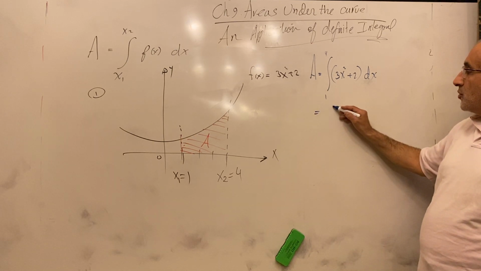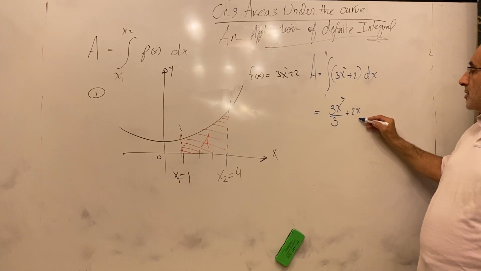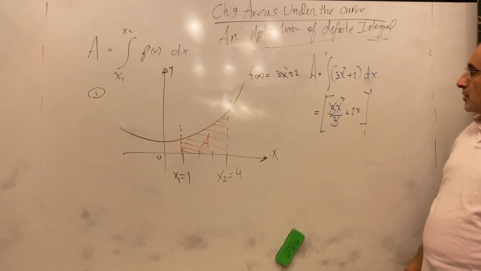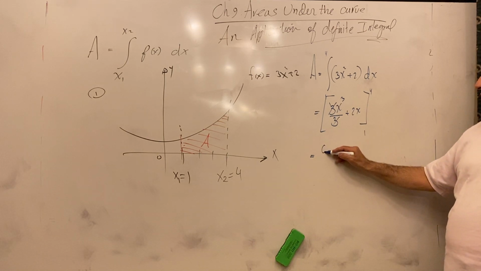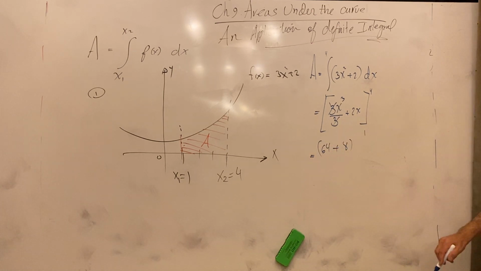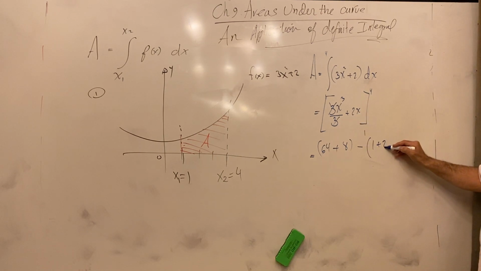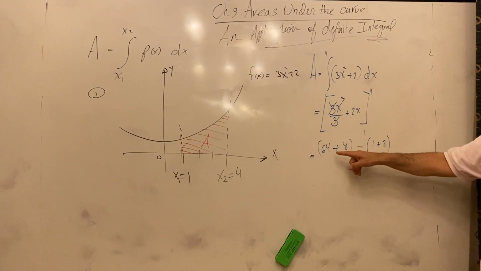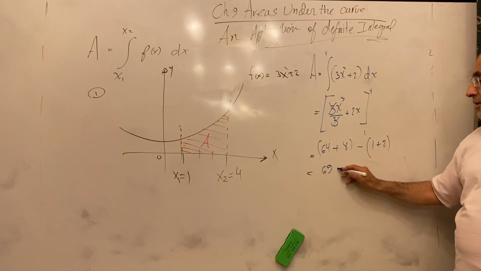So what is integration of 3x squared? 3x cubed over 3 plus 2x from 1 to 4. You may cancel this one out. So if you're going to plug in, 4 cubed is 64, plus 4 times 2 is an 8. All right? Minus, 1 cubed is 1, plus 2 is a 3. So, 72 minus 3, and the answer is exactly 69 units squared.